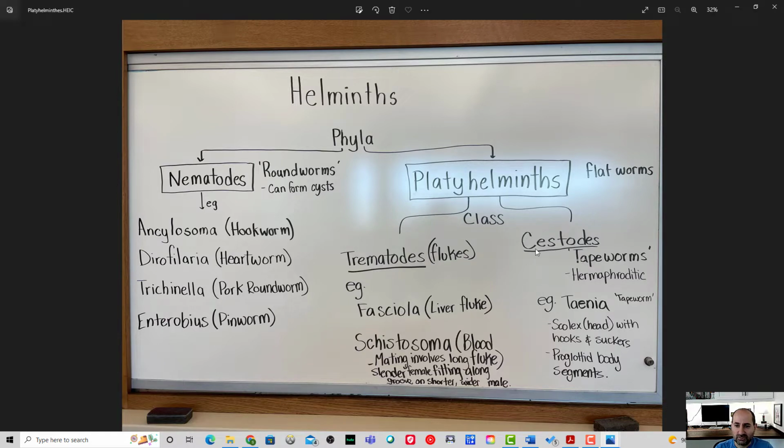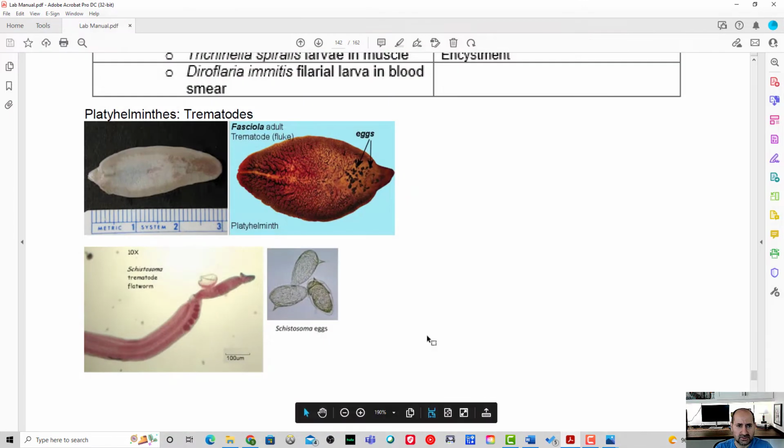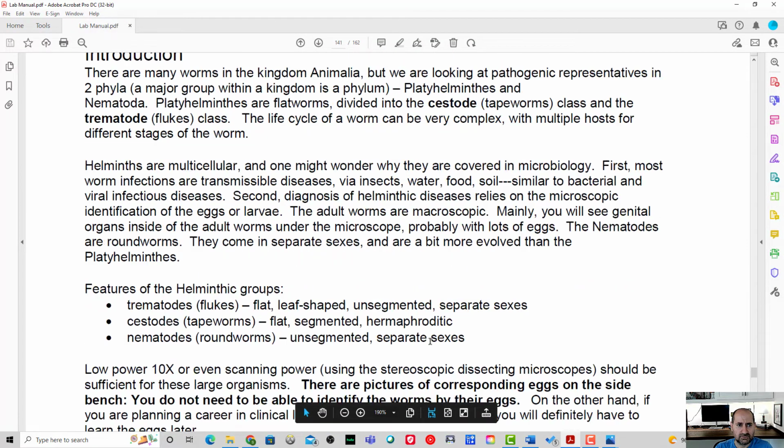With regard to the tapeworms, the cestodes, we need to know that they are hermaphroditic, so they have both male and female gamete formation. The example species here is Taenia. Taenia is the typical tapeworm. The body has a head, called the scolex, and you should know that the scolex has hooks and suckers, while the body proper itself is made up of segments called proglottids. Let me go into the lab manual now and show you a little bit more detail about these worms.